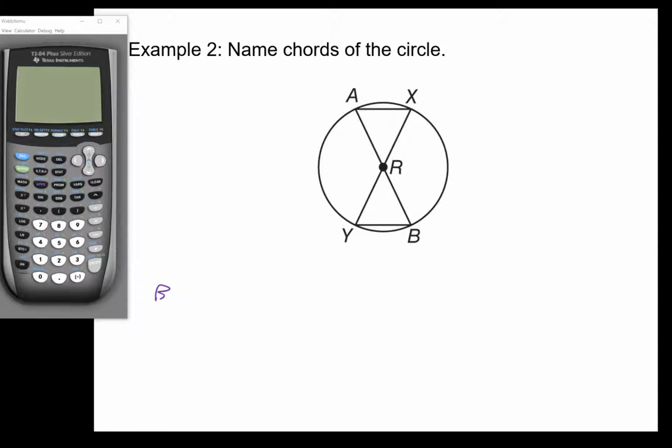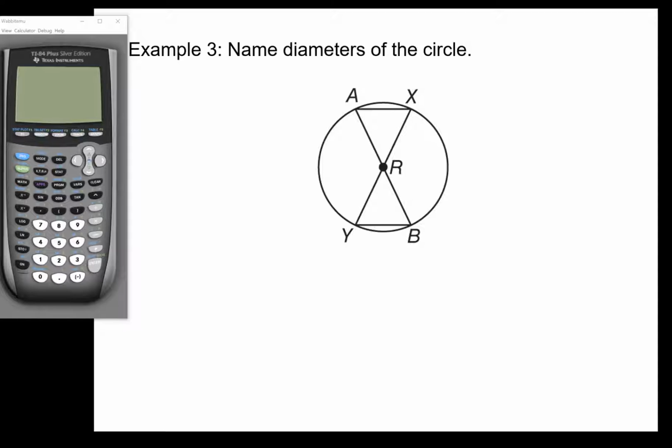Okay, name all of the chords in the circle. All right, first off, let's start with our non-diameter chords. Looks like I'm going to have one up here at AX. So AX is one. Now down here at the bottom, YB is another chord. Now our two diameter chords are going to be XY as well as AB. So there's all our chords.